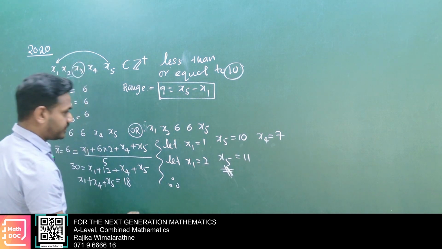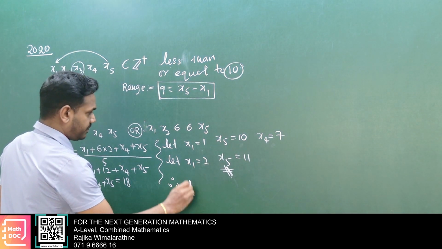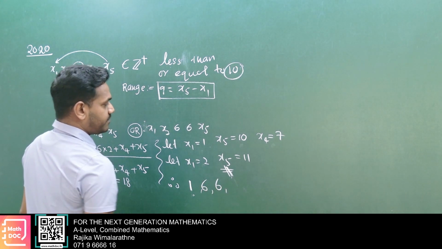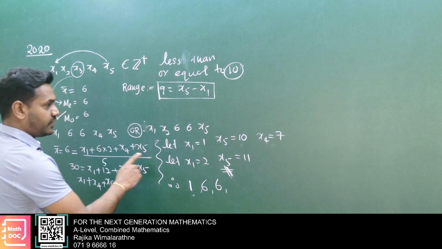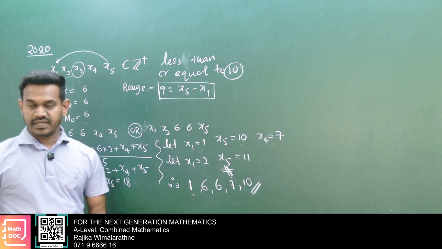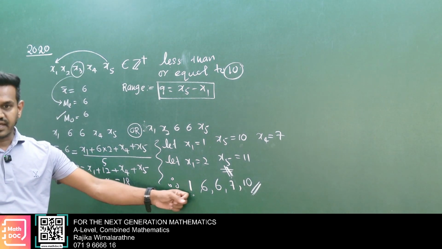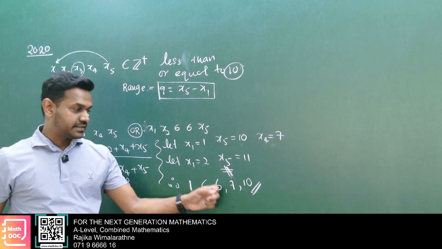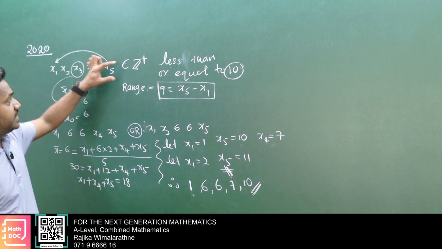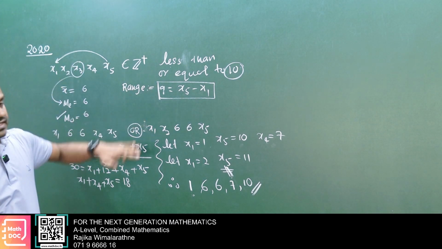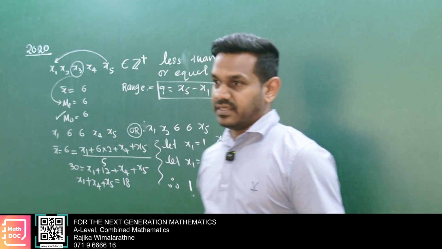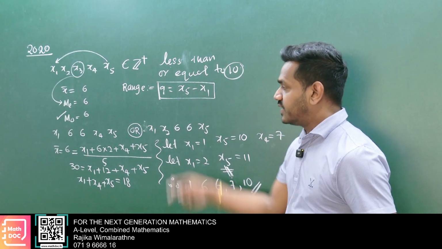Therefore the possible data set is 1, 6, 6, 7, 10. First you write the ascending order according to the given relation. You try to write equations, but by solving those equations we can't find the possible values, so you have to guess them. Okay, that is 2020.